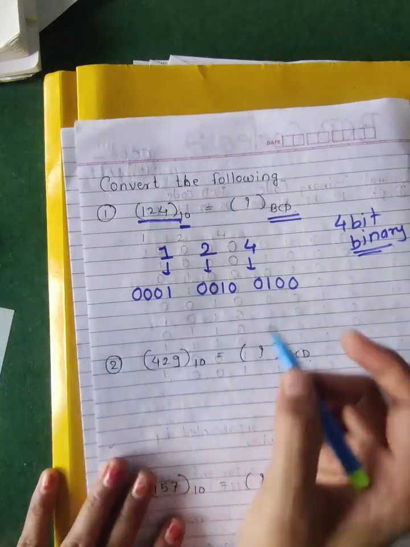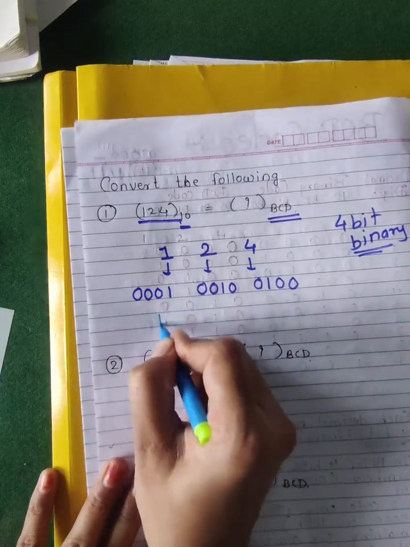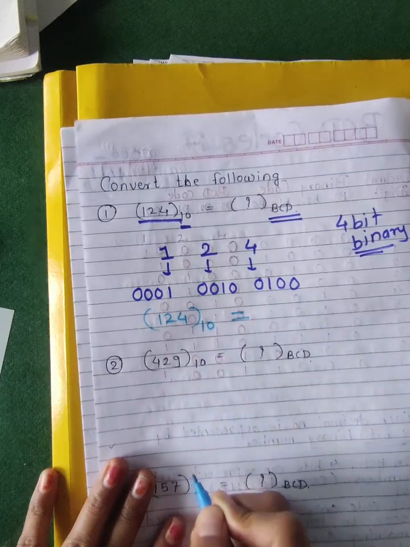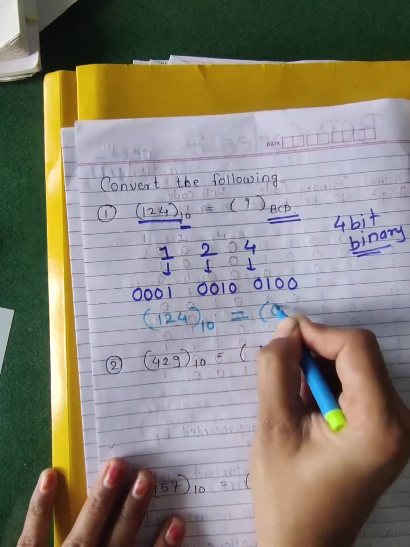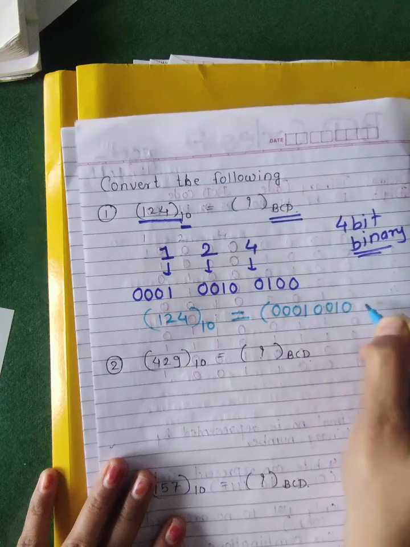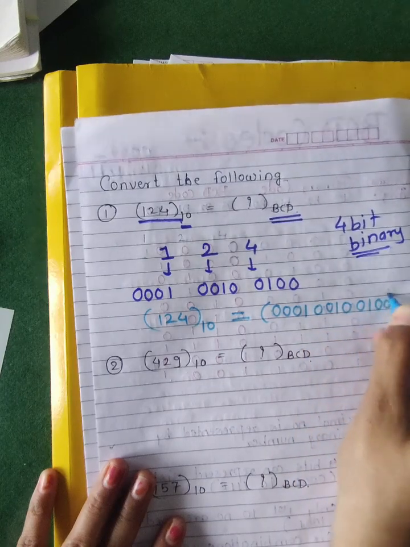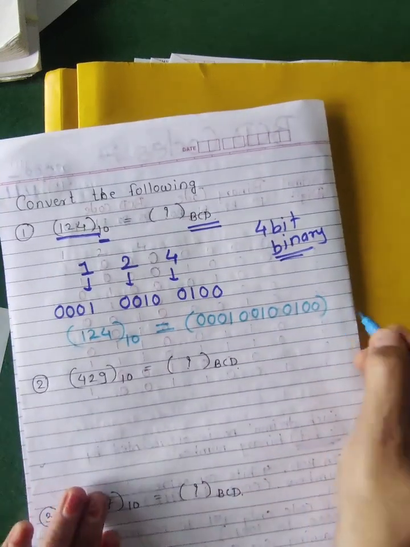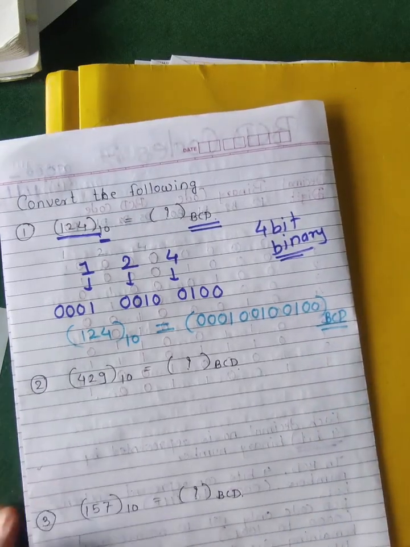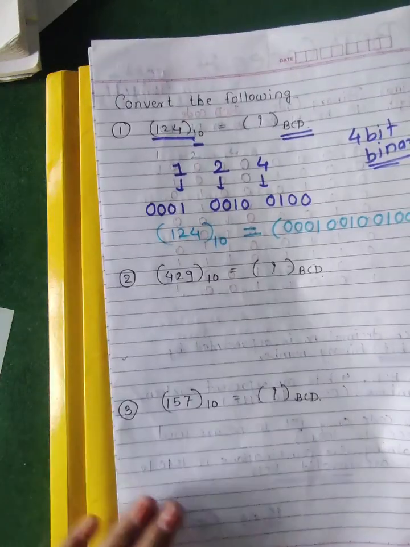This is our BCD conversion. So 124 in decimal form we converted into BCD. It is 0 0 0 1 0 0 1 0 0 1 0 0 in the form of BCD. Okay, so this is our BCD conversion. Let's see another example.